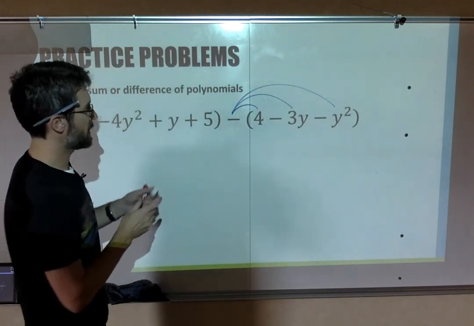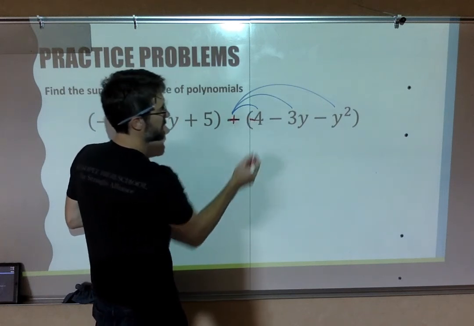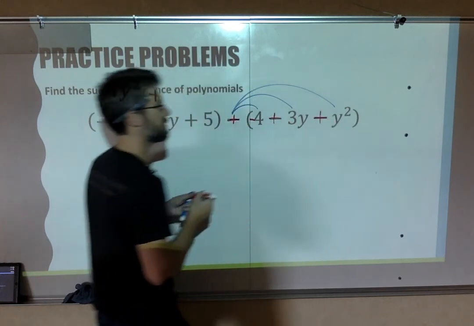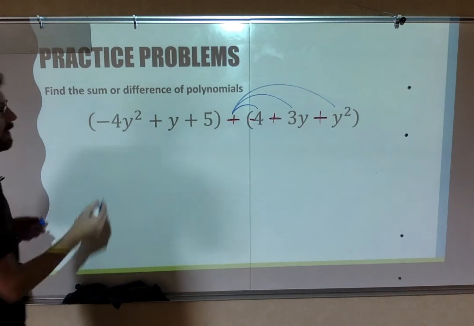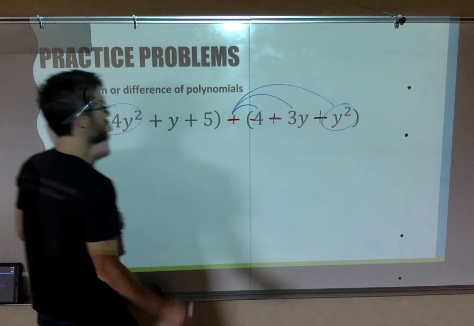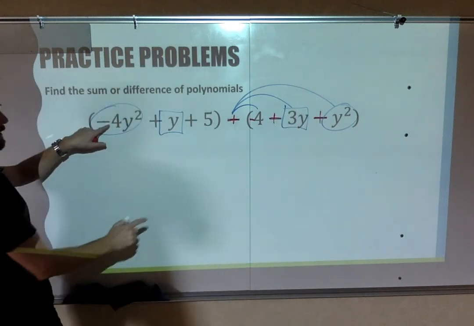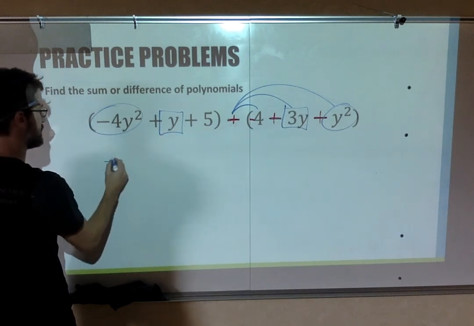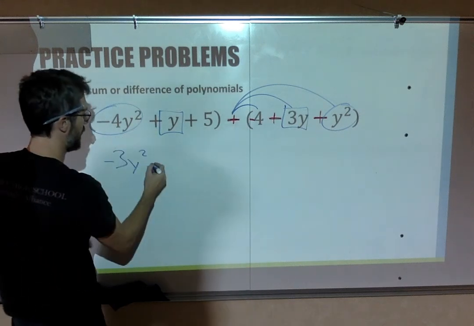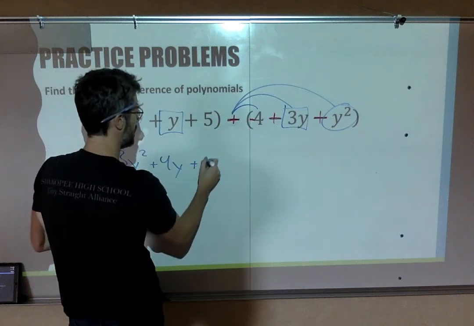All right, so distribute because we're subtracting. That means this will be a minus 4. This will be a plus 3y, and this will be a plus y squared. All right, we've got a y squared here, a y squared here. We've got a y here and a y here. Negative 4 plus 1 for the y squareds is negative 3y squared. 1 plus 3 for the y's makes 4y. And 5 minus 4 makes 1.